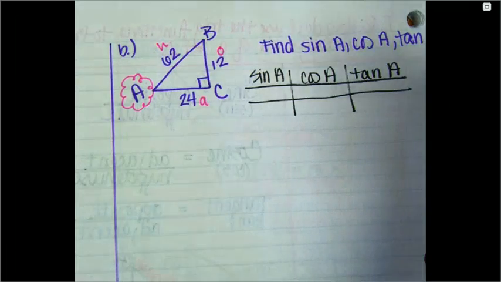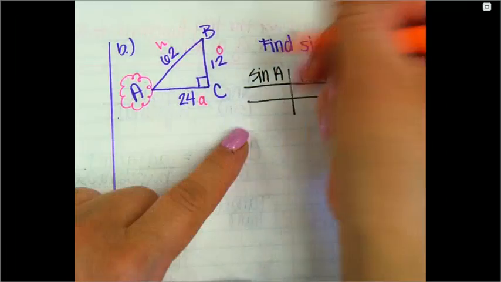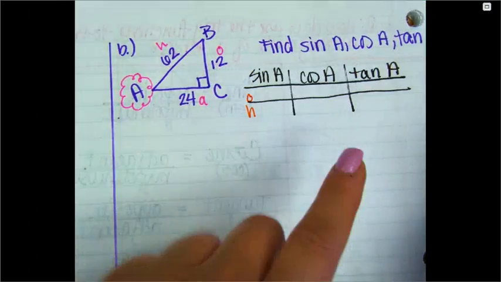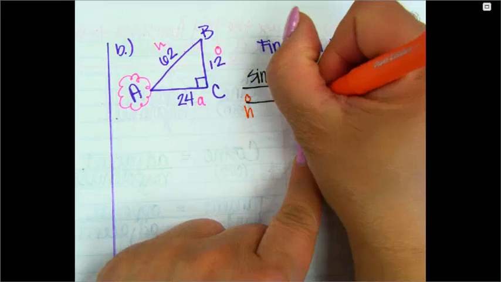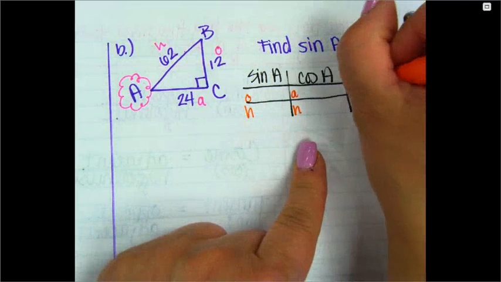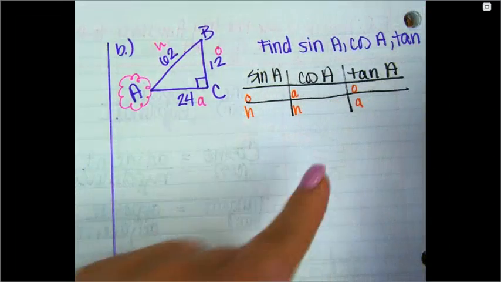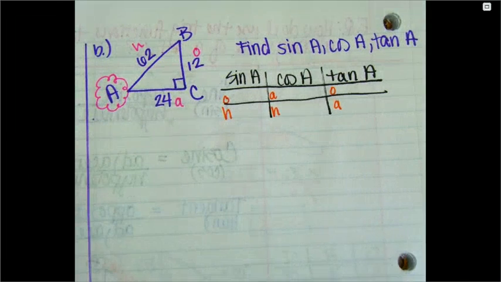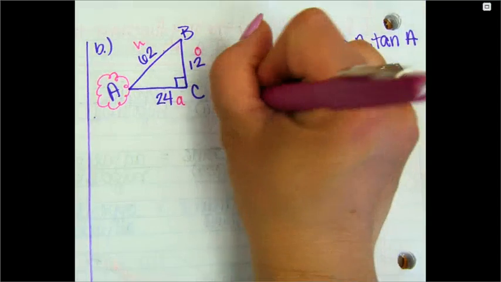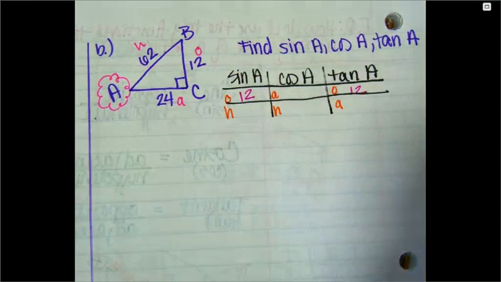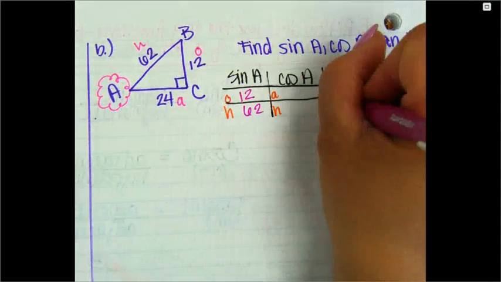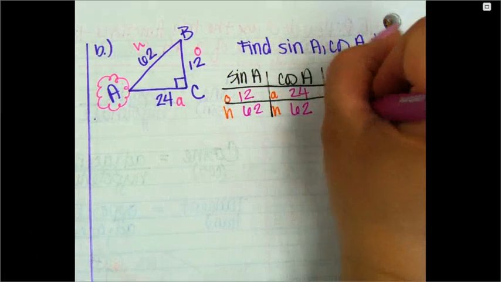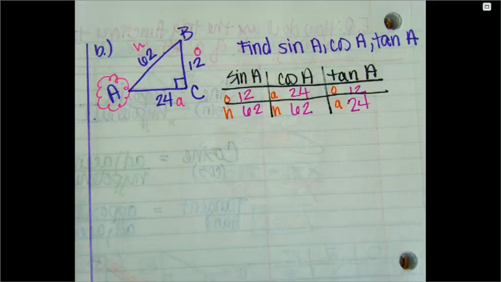Sine is which ones? Not the numbers, but the letters. Opposite over hypotenuse. Cosine is adjacent over hypotenuse. Tangent is opposite over adjacent. Good? All right, fill in what we know. What's our opposite number? 12. What's our hypotenuse number? 62. And what's our adjacent number? 24. Good?